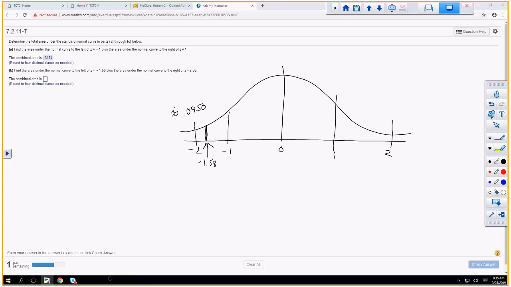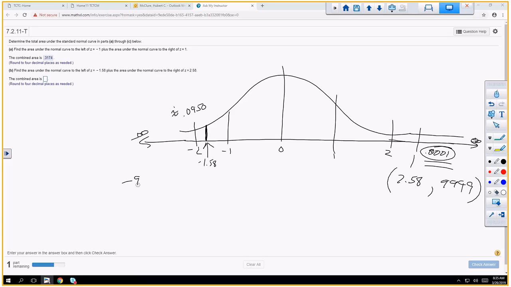And then to the right of 2.58. Well, 2.58 is way out here, and that's going to be like 0.9999. So that's going to be 0.0001. By the empirical rule, it's going to be very small because anything over 2.5 is usually going to be like 0.0001, but y'all can check it. So here's 2.58, and that's positive infinity. So that's going to be 9999. And then this is negative infinity. So that's going to be negative 9999, comma, negative 1.58. So I said this is going to be close to 9.5%.